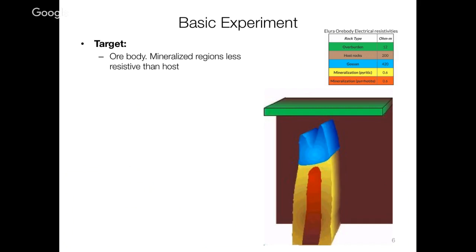So here's an example. It's for minerals. There's a target mineralized body underneath here. The overburden is 12 ohm meters, so low resistivity. The host rock is 200. An ore body in here has low resistivity, that's the mineralized zone. And then there's this blue region on here.